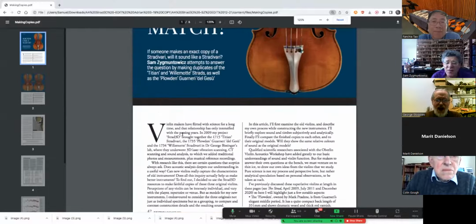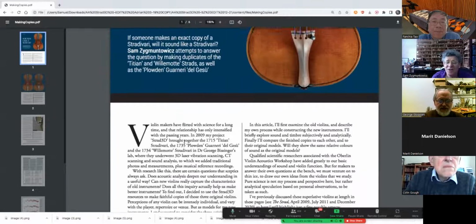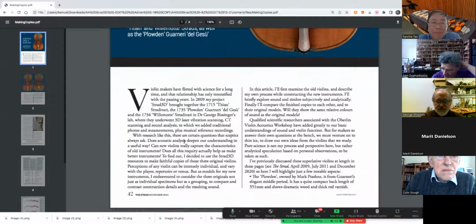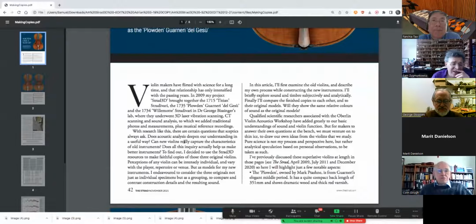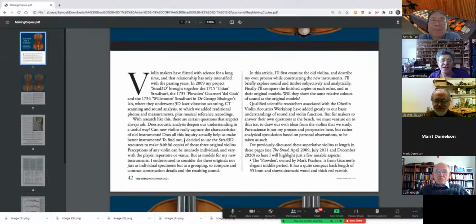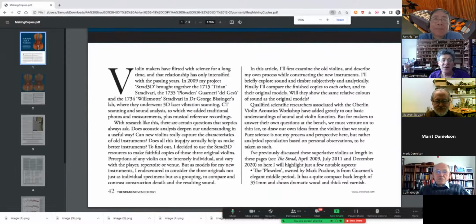A lot of times people have asked me, okay, all this stuff you're doing with acoustics, it's cool, but does this help you make a better violin? And I find that it's an embarrassingly long answer to that question, and people lose interest before I come to any conclusion. So to me, this was a question to myself. Does this acoustic analysis deepen our understanding in a useful way? Can new violins capture the characteristics of old instruments? Those are the two questions.